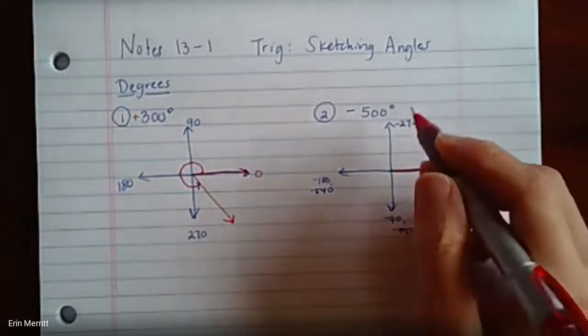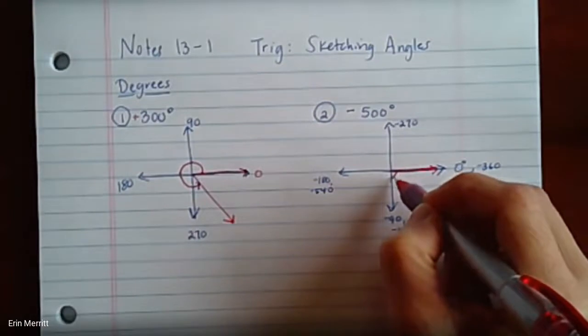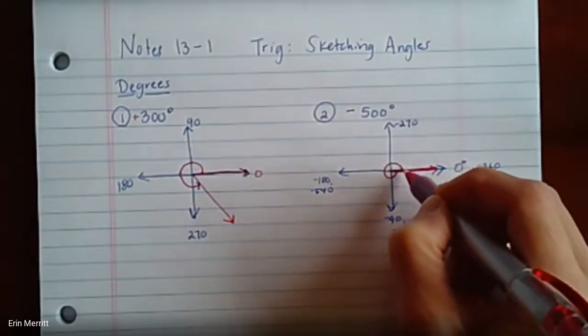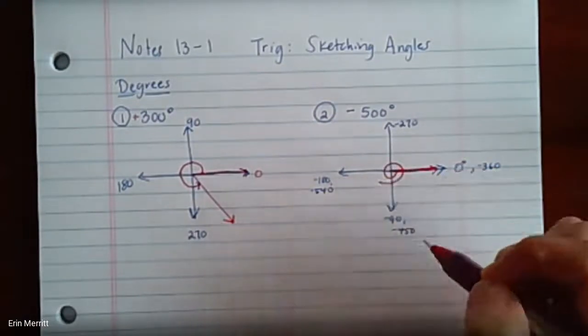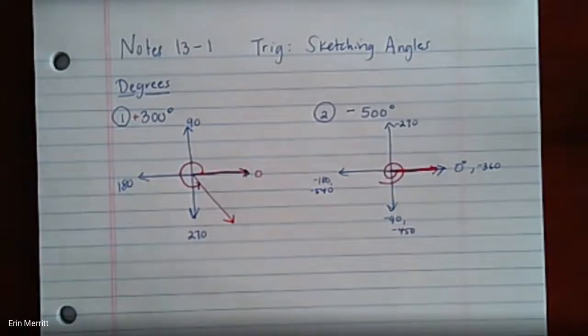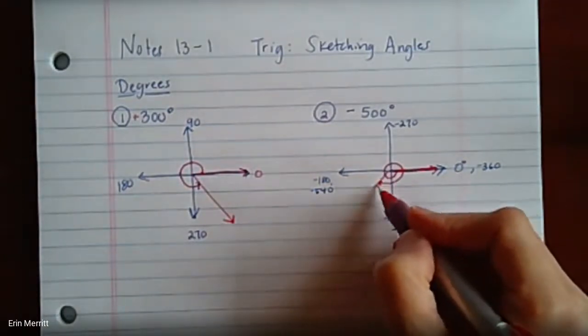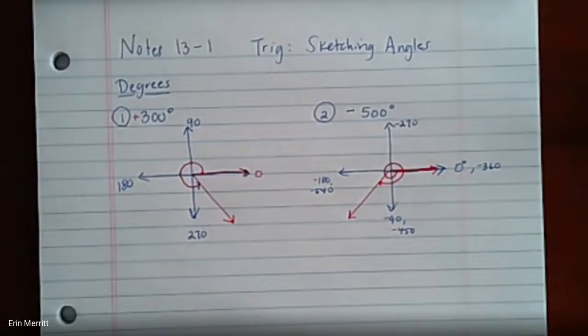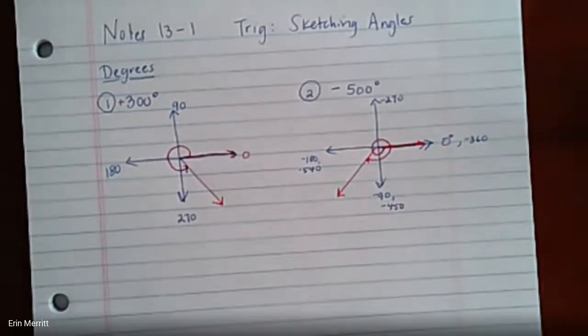What I do want to see is the actual path of your angle rotating all the way through. So I should see that little spiral as part of your drawing. And then we can say it stops down here. That would be negative 500 degrees. So please show that work when you're doing the homework, when you're taking the notes.